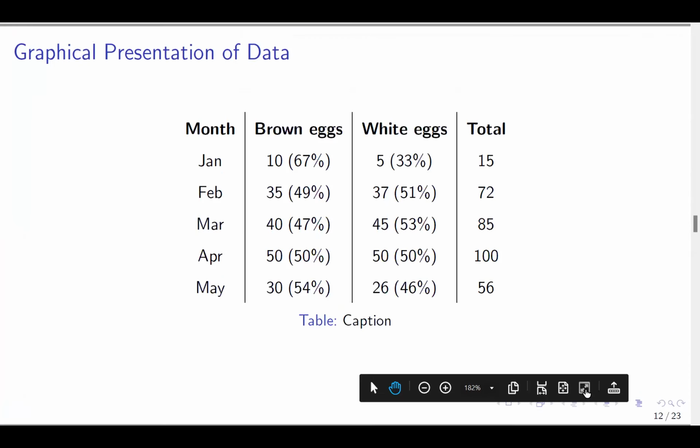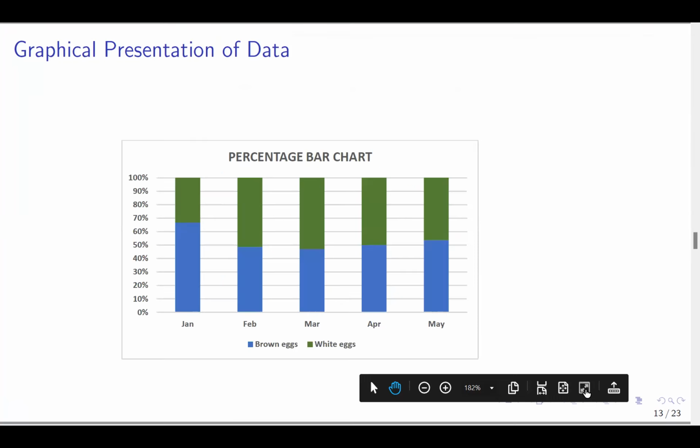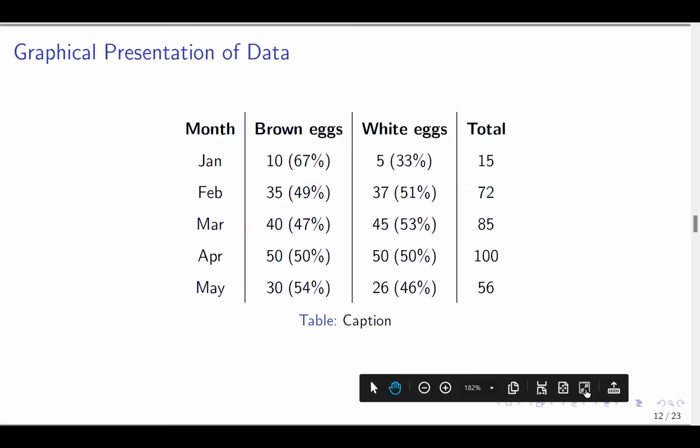So at this point, after you have filled in your table with the percentages, we are now going to work with percentages only, no more the actual counts. Definitely in your chart, you have to label from 0% to 100%. And then you label your categories, January, February, March, April, May, and indicate what represents brown eggs and what represents white eggs based on whatever form of key you would use, whether you're using colors, dots and lines, or shading. So in the month of January, brown eggs is 67%, white eggs is 33%, total 100%.